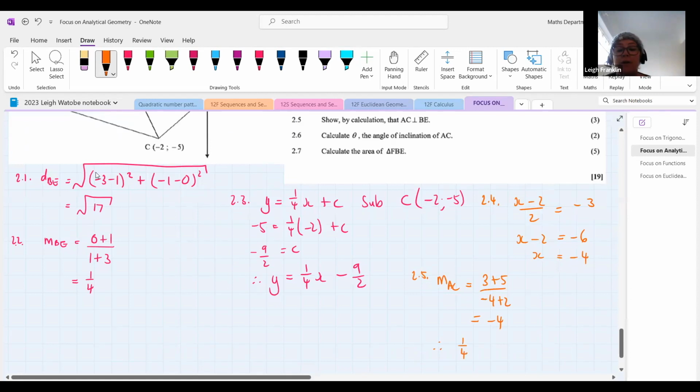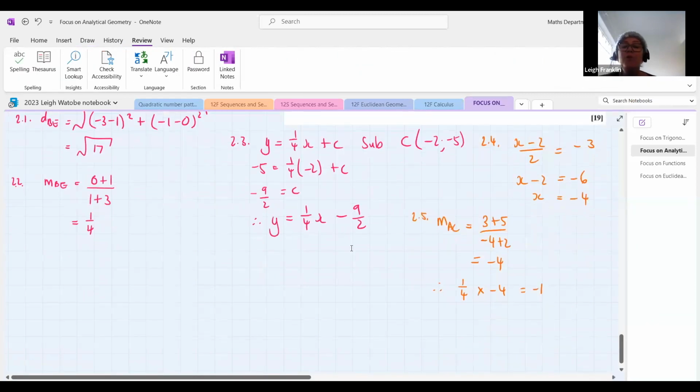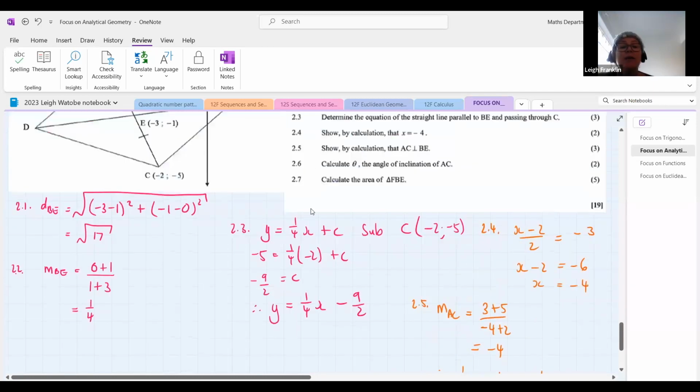So 1/4 times -4 is -1. See how repetitive this actually is. And when you get to that point where it becomes repetitive, that's when you know that it's starting to become a little bit easier, because you've seen these all before and you feel confident in how to tackle them. Okay, so BE perpendicular to AC, got that.